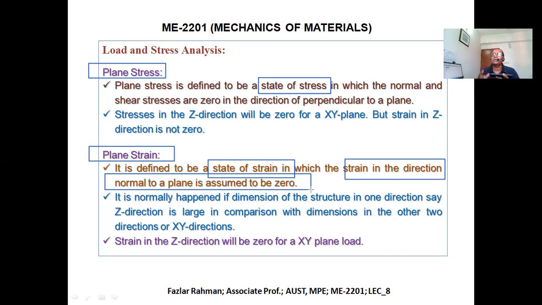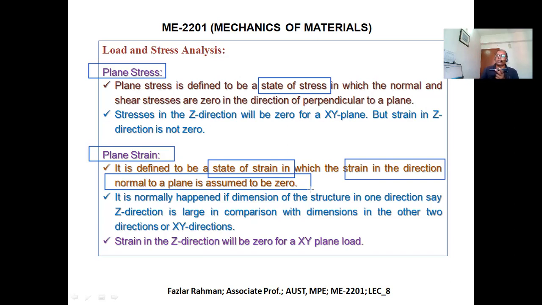That value will be very low, right? So in that case, we can say that strain in the z direction is 0. So you have all the force in the xy plane, but the thickness is very high in the perpendicular direction. If we apply the load in the xy plane, theoretically the thickness will decrease by an extremely low value, but we can ignore that.